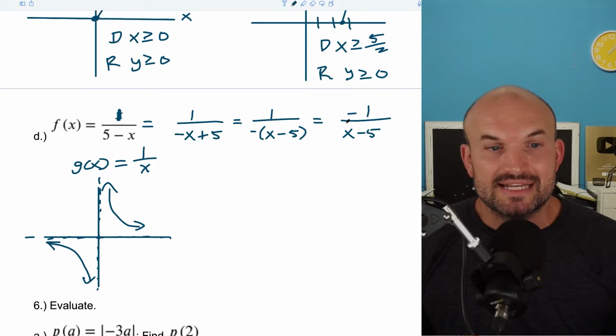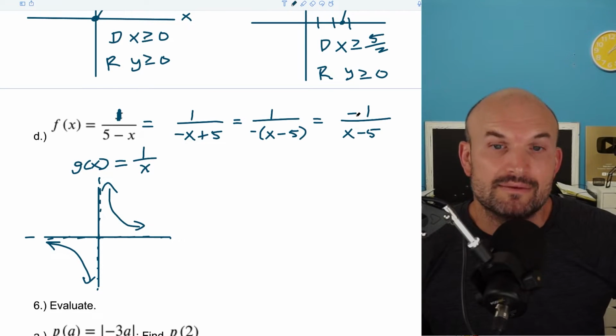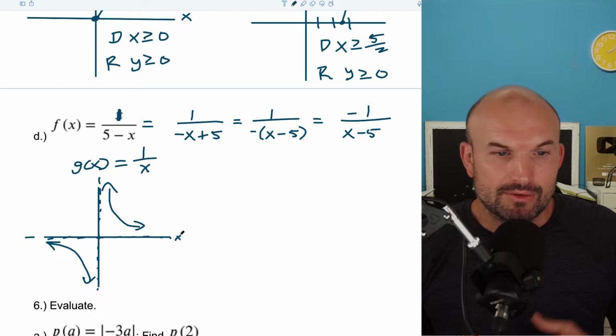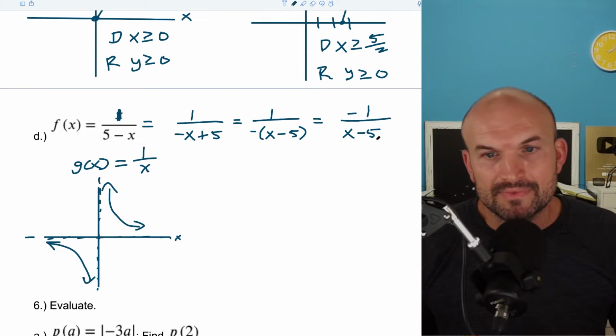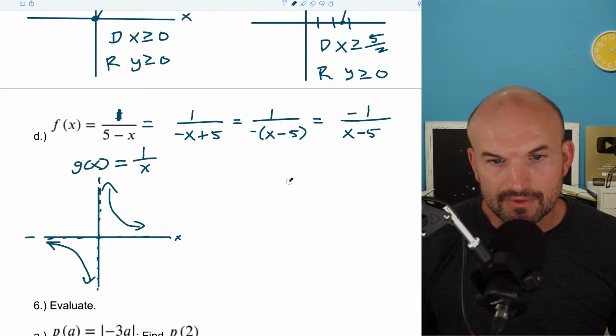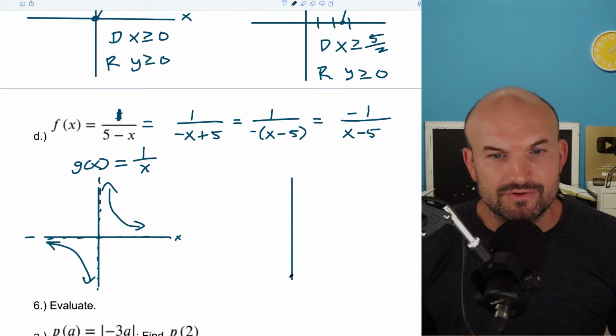So what's going to happen is now this graph is being reflected about our x-axis, okay? So I'm going to flip this graph about the x-axis, and then what else do we have? Now we're shifting the graph 5 units to the right. So let's go ahead and graph what this graph is going to look like.